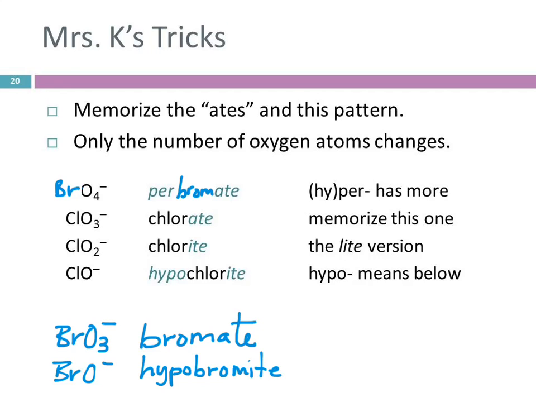Let's do another one. So nitrate is NO3 minus. That's one you're supposed to memorize. What's the formula for nitrite? NO2 minus. The ite tells us just take one oxygen away. It's the light version. It's got less oxygen than the regular one. Okay? So any questions about those?